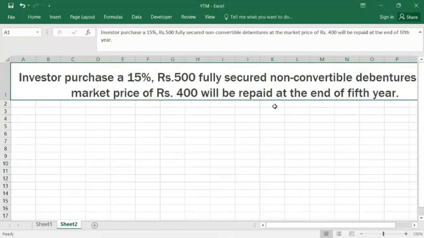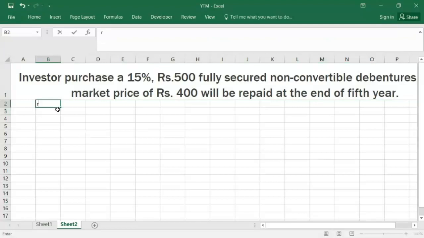So the investor has purchased the bond with a 15% return, and the face value of the bond is 500 rupees, and the market price is 400 rupees. So these four pieces of information, along with the years of maturity, are given in the problem.